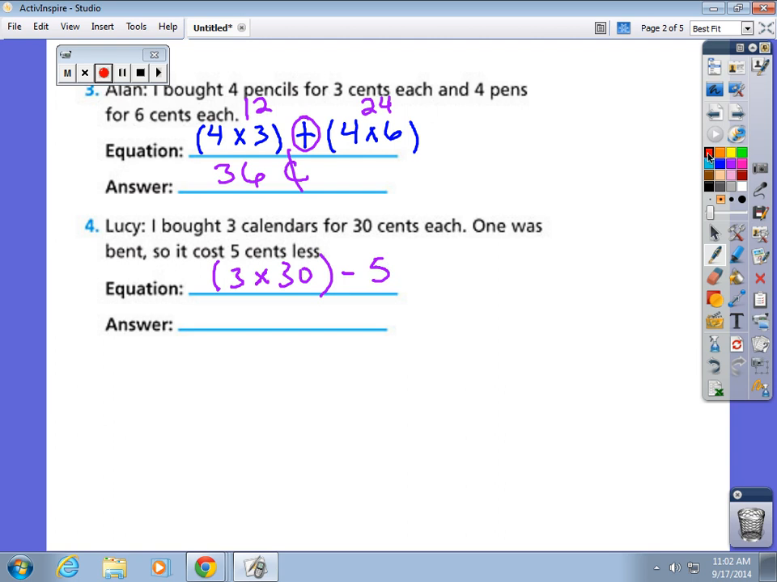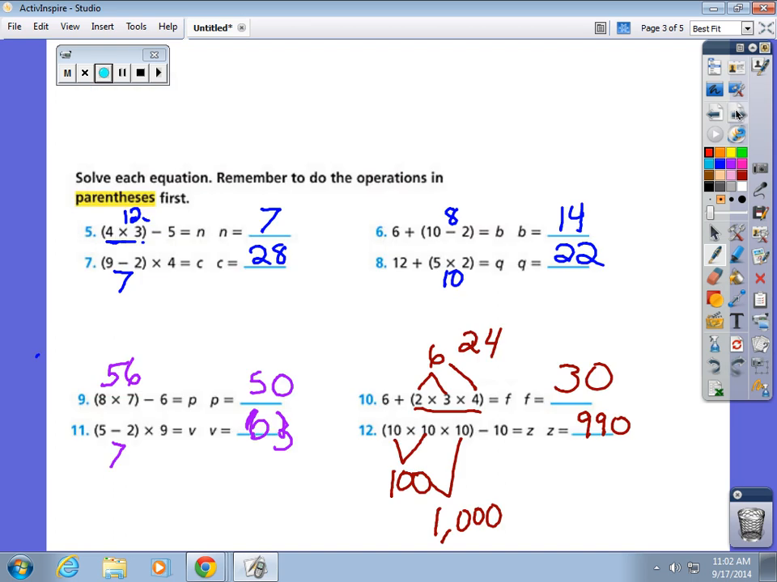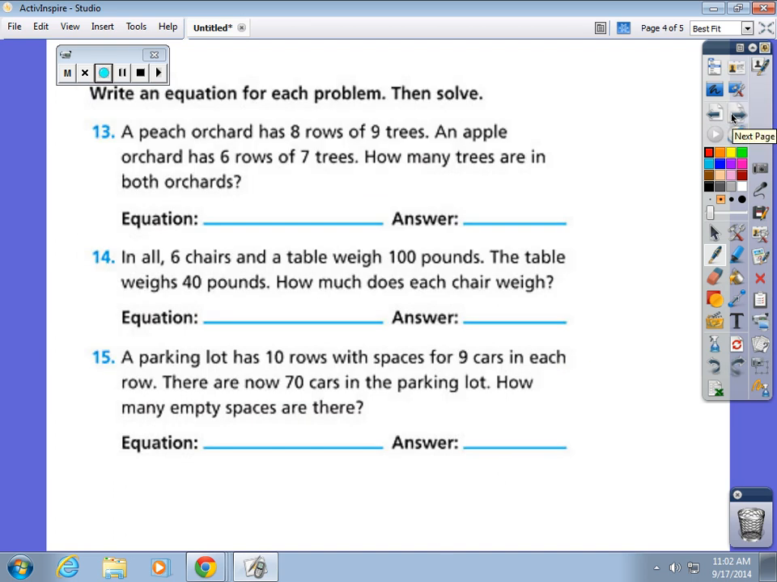I'm going to change colors here to bright red. 90 cents. 90 cents minus 5 gives me 85 cents. Very good. Let's skip on to page 40. Remember, we already did those. We are on page 40.